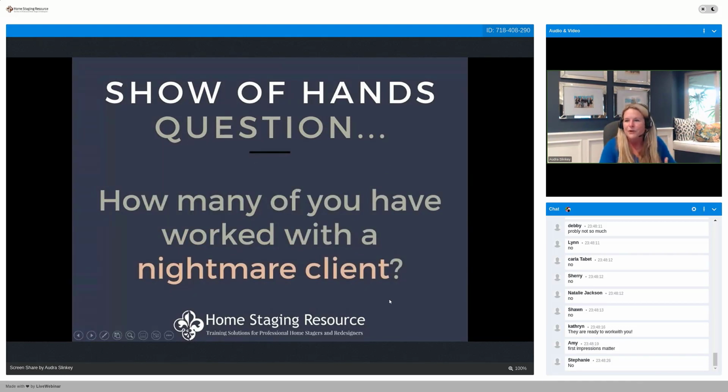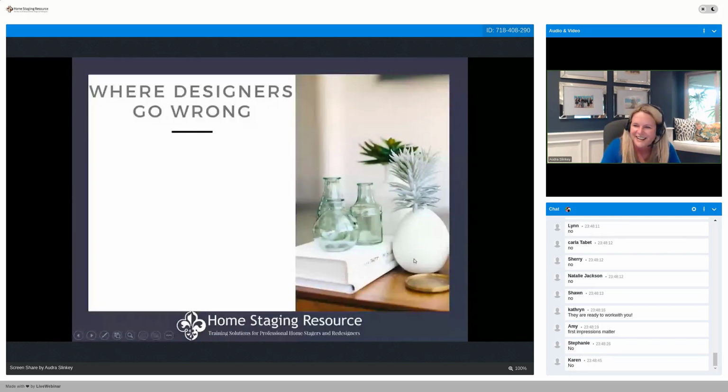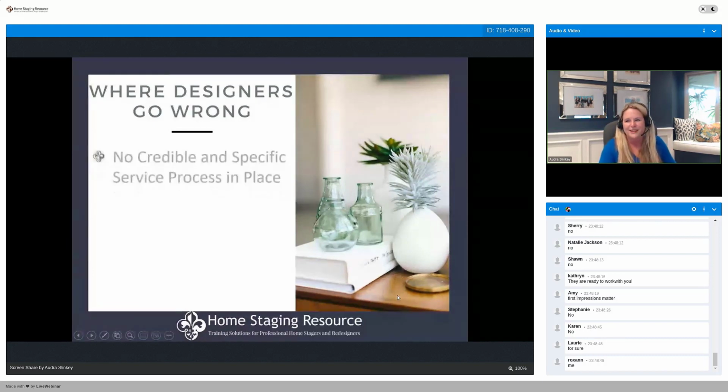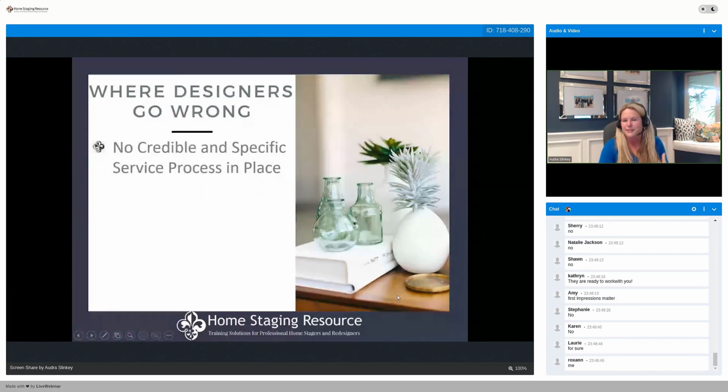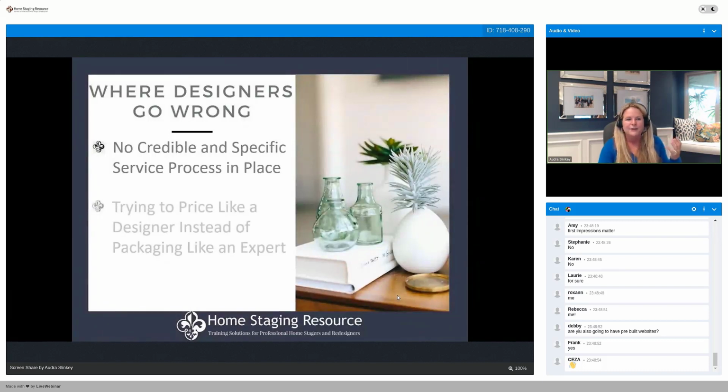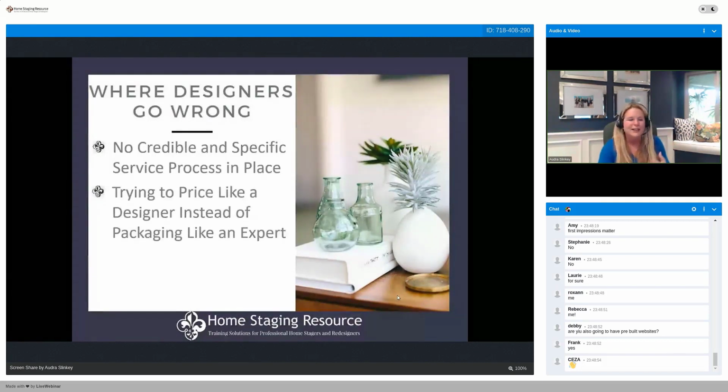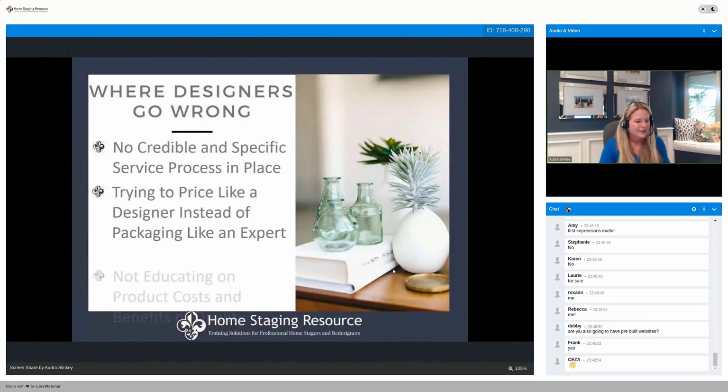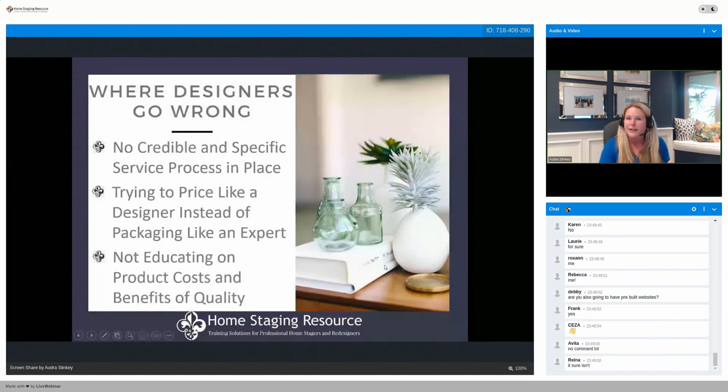Because how many of you guys have worked with a nightmare client? How many of you have done that? It's not fun. And that is where so many designers go wrong. They don't have a credible, specific process in place. They're trying to price it like a designer. They're trying to go hourly instead of packaging like an expert. They're not educating on product costs.